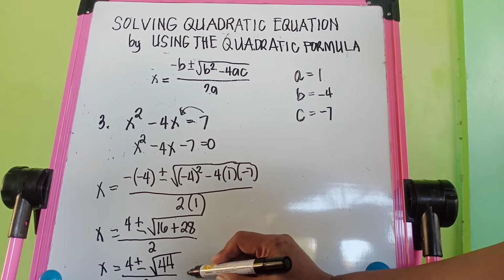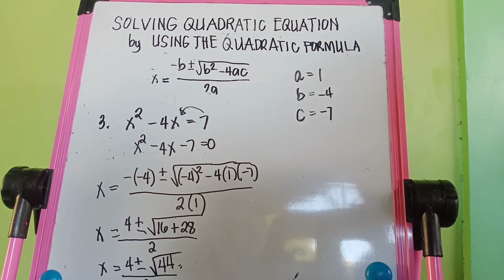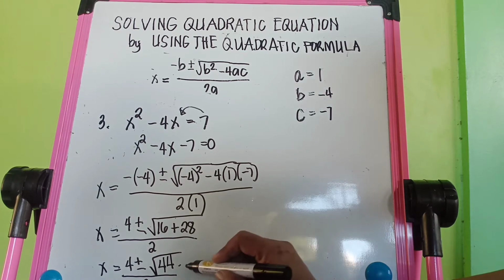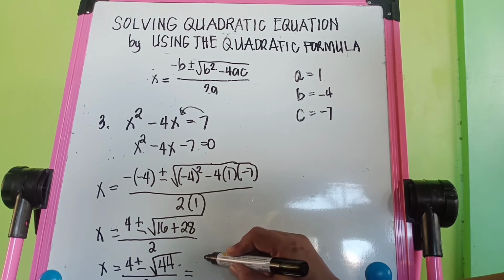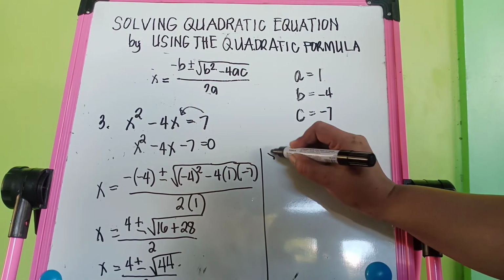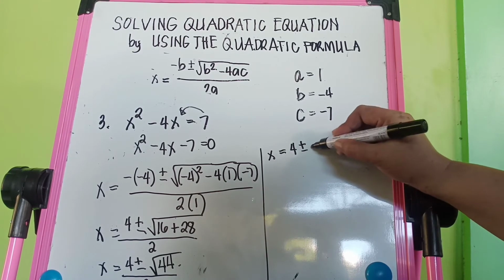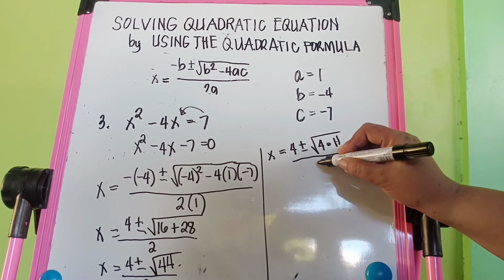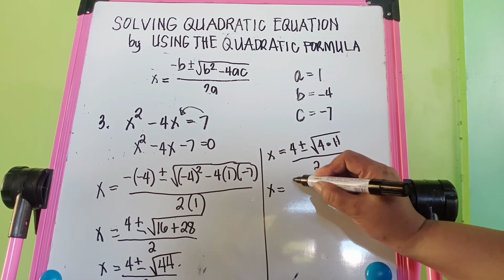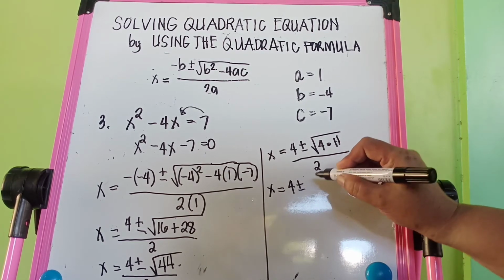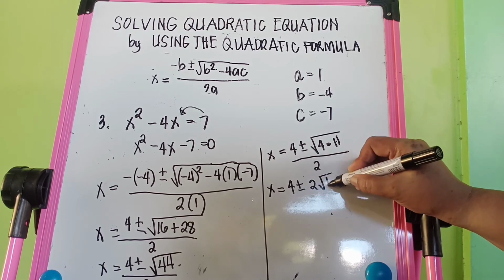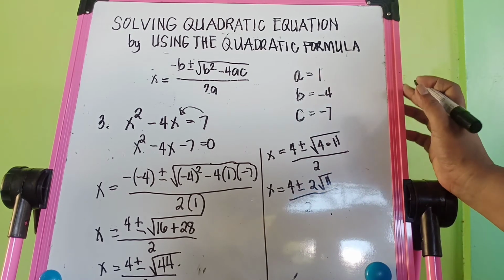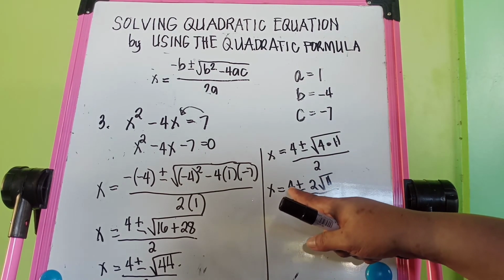And then, ang tanong, ang 44 ba ay perfect square? So, kapag hindi yan perfect square, try to find factors of 44 na yung isa dapat ay perfect square. Okay, so we have here x is equal to 4 plus or minus square root of, ang 44 is 4 multiplied by 11, okay, all over 2. Then we have x is equal to 4 plus minus square root of 4 is 2, then square root of 11 all over 2.